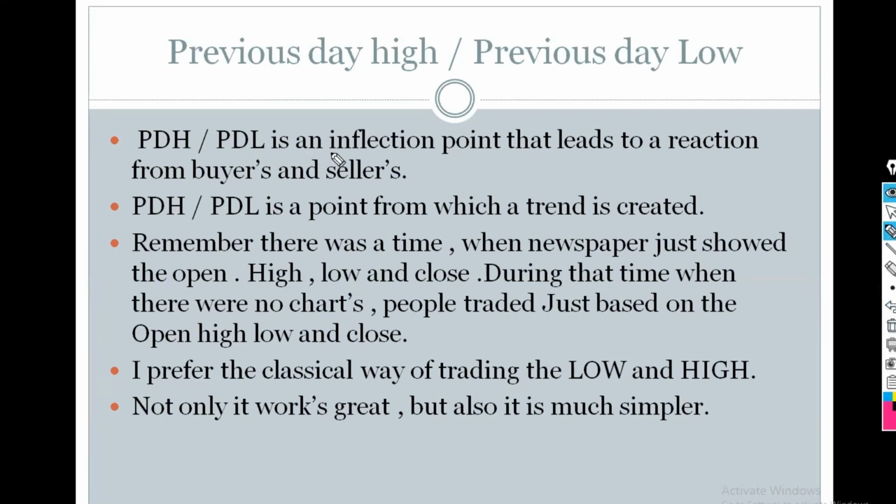Now, previous day high and previous day low is an inflection point that leads to a reaction from buyers and sellers, right? Previous day high and previous day low is a point from which a trend is created. Obviously, if yesterday's high is 100 and if the stock is really in an uptrend, either it should start to trade above 100, right? Or it should at least sustain the levels of 100, which is the previous day high.